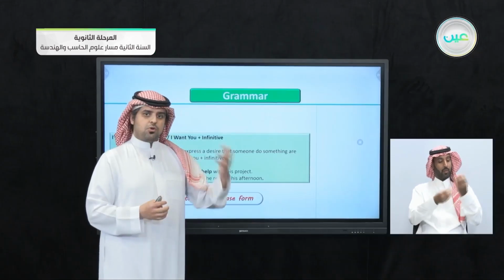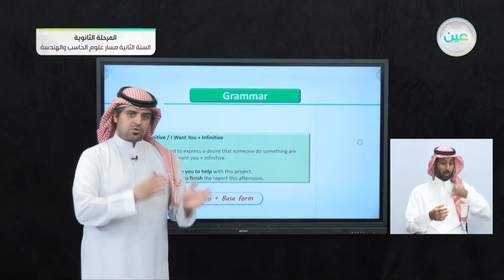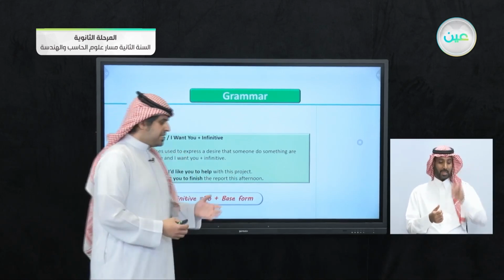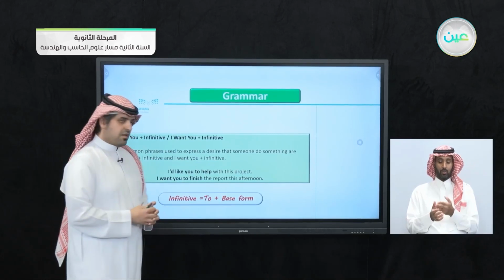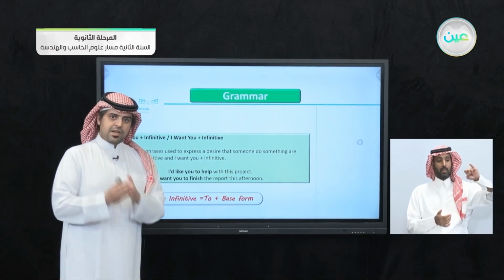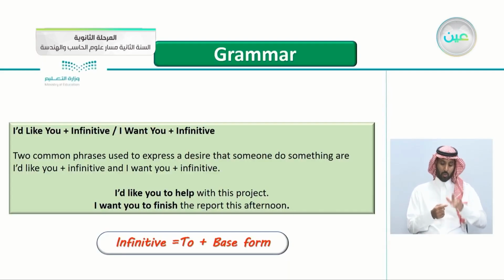I'd like you to go. I'd like you to sit. So to sit, to go, here is the infinitive form. To plus the base form. So again, 2 common phrases used to express a desire that someone do something are I'd like you plus the infinitive, and I want you plus the infinitive.